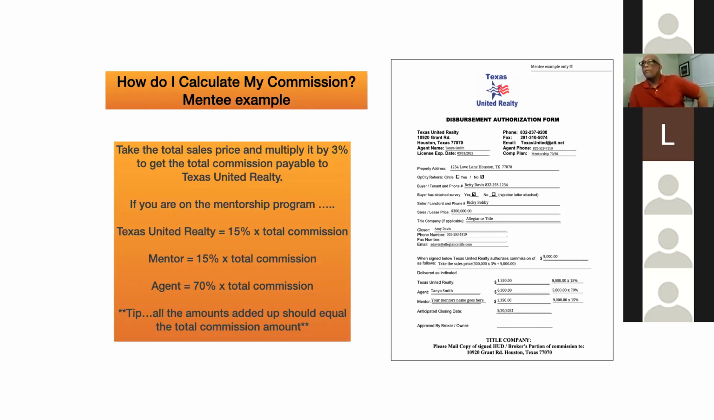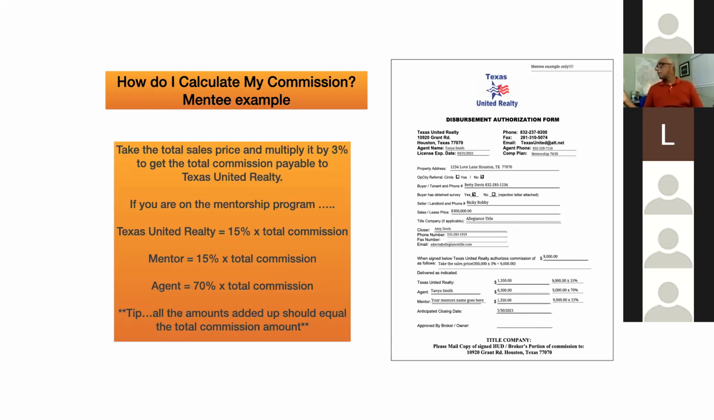So in this instance, the sales price is $300,000. So if you take that 300,000 times 3%, it's going to give you the $9,000 there, which is the total commission. Now to find out the other numbers, you're just going to take the 9,000 for Texas United Realty, multiply it by 15%. It gives you the 1,350. You could take the 9,000 times 70% to get the agent commission, or the mentee's commission, which is 6,300.